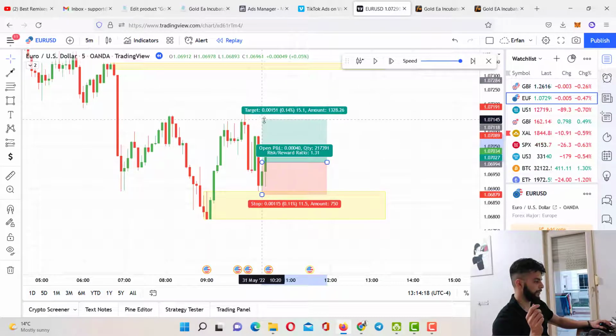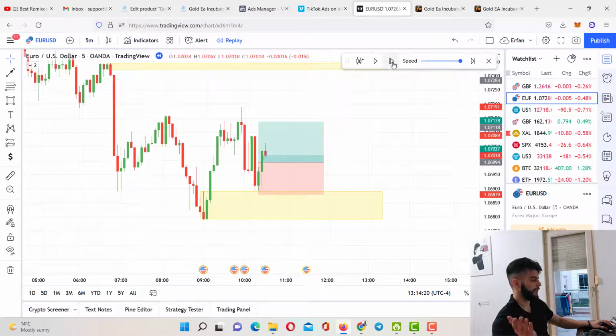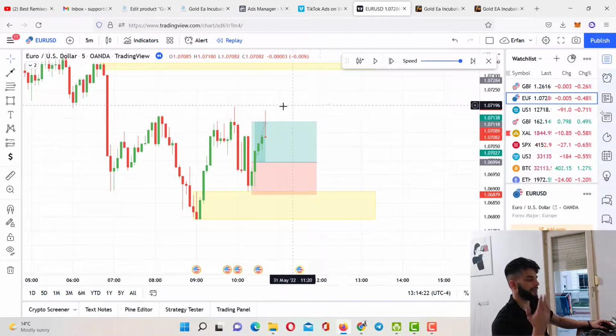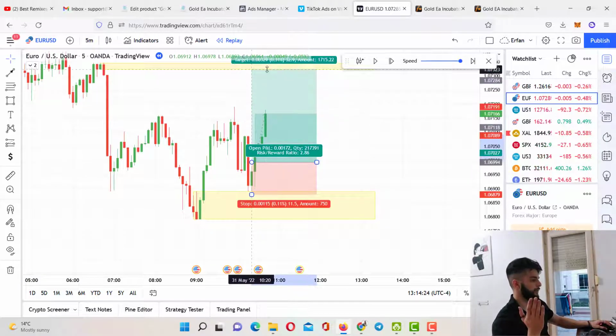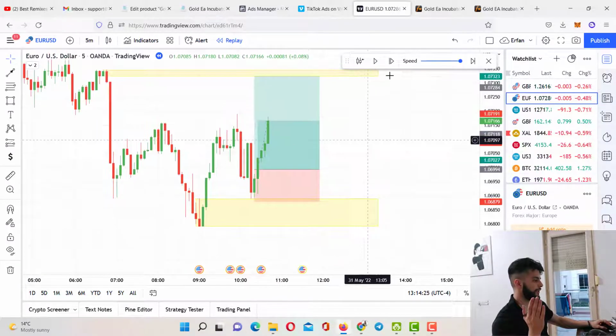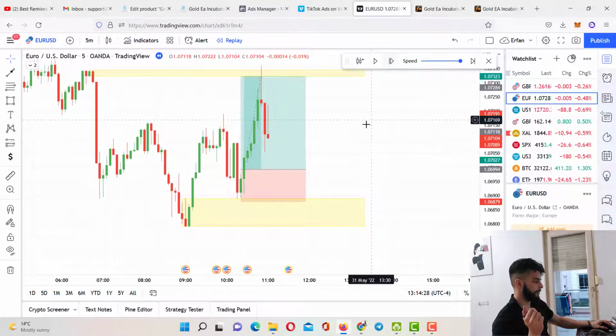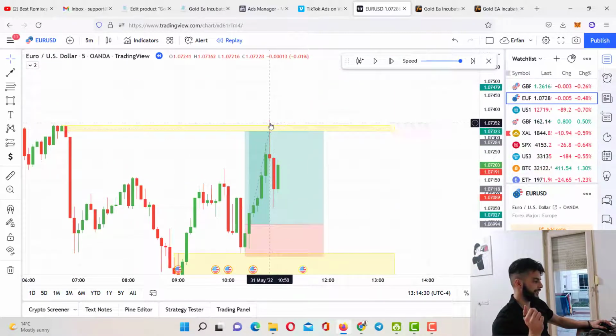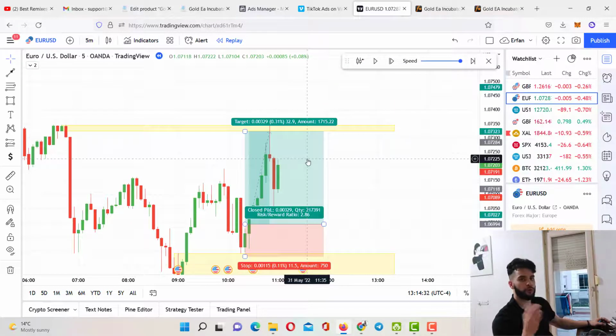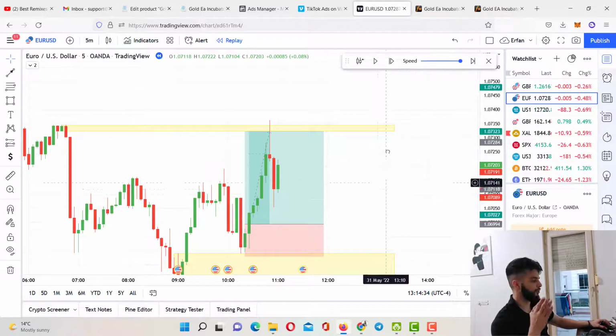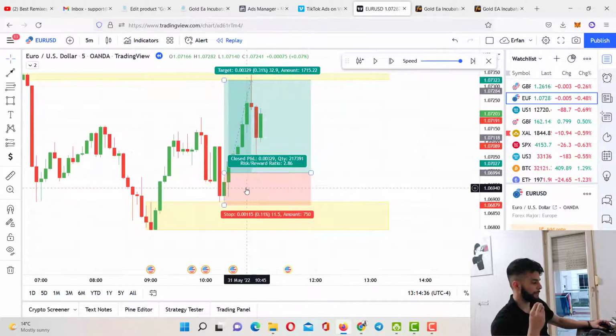But if you just want to stick with one-to-one, you can still do that, and you can bring it down all the way to here, and then you see that literally right after that it hit my TP. But if I wanted to leave it all the way to this area, let's see what happens. Boom, look at this, guys. Beautiful 1-to-3, almost 1-to-3 risk reward ratio trade, which was absolutely crazy.